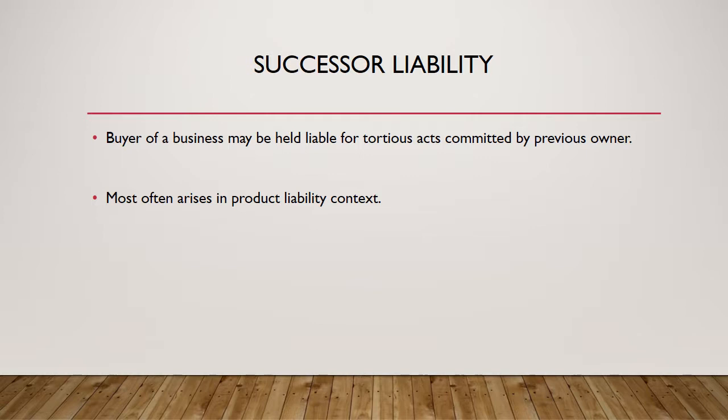Successor liability, we'll talk about this. I believe it's a little more when we look at the products liability lesson, but I know it does come back up in our material. But successor liability is, simply put, where the buyer of a business may be held liable for the tortious acts that were committed by the previous owner. You could have that if you bought a company and there was a bad design and you had product liability issues, then that could be liability that comes back for the new owner.